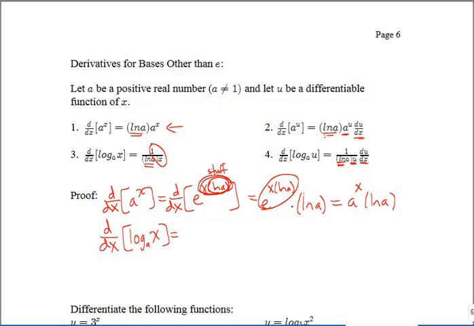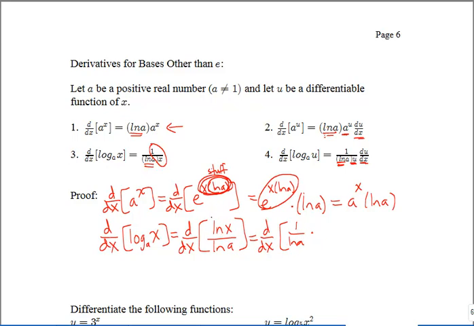Well, in order to figure it out, we have to change this base a into base e, because the only laws or rules that we know so far are the ones for ln's. So this is where that change of base formula comes in. Log base a of x is defined to be ln of x over ln of a using that change of base property. If you want, you can pull that ln of a out front and think of it as just a constant, because a is a number, so ln of a is a number. So 1 over ln of a is just a constant.